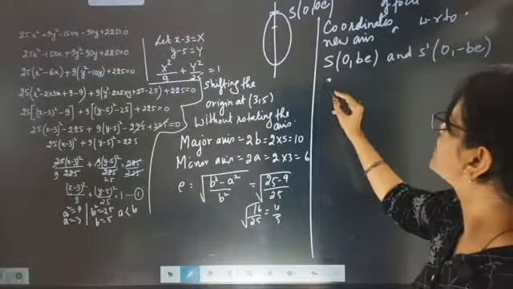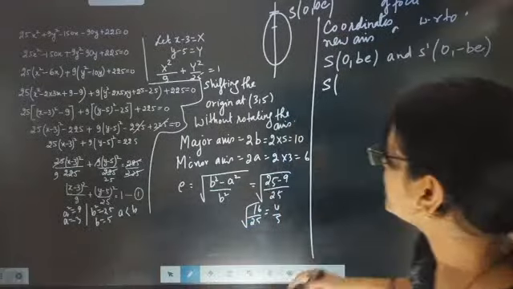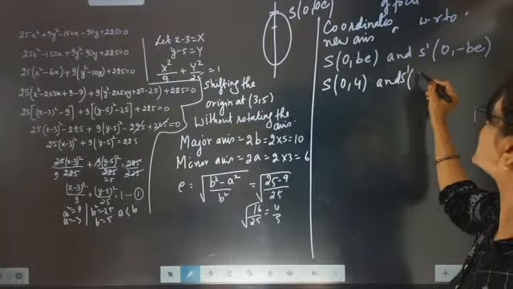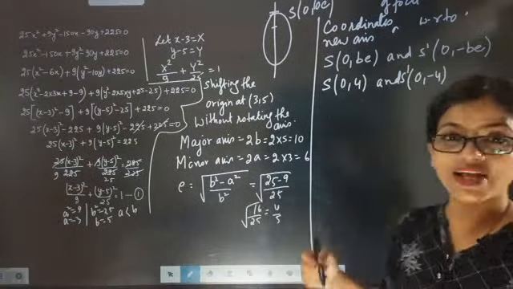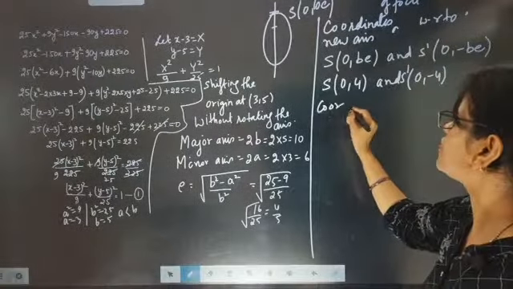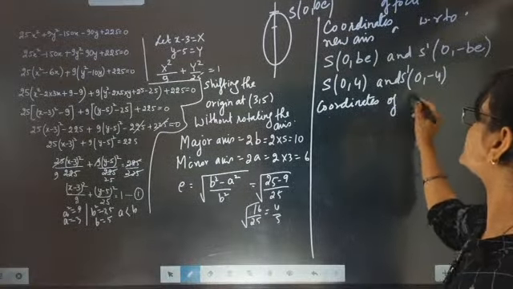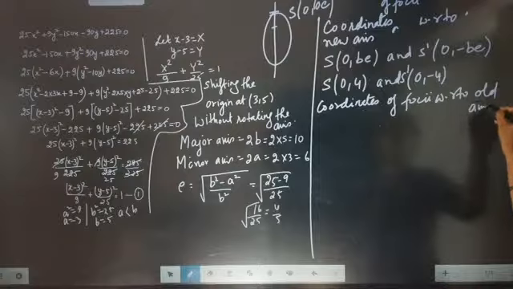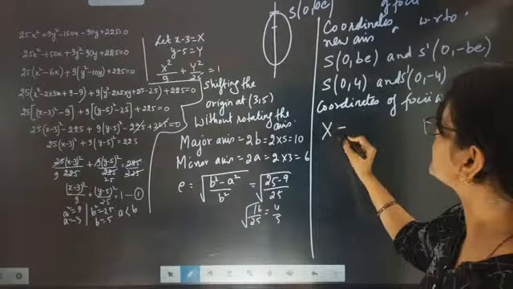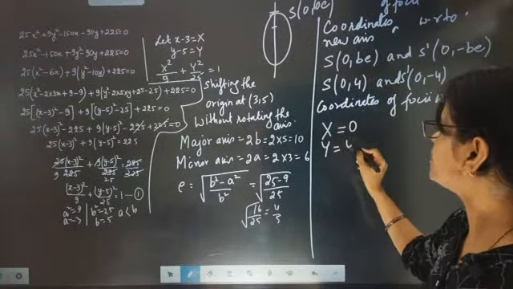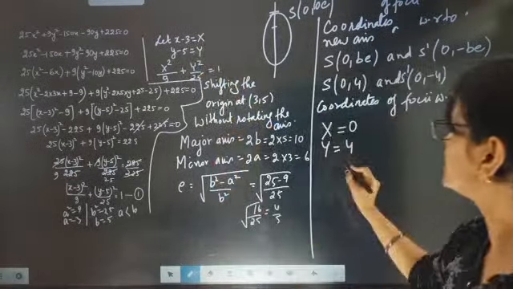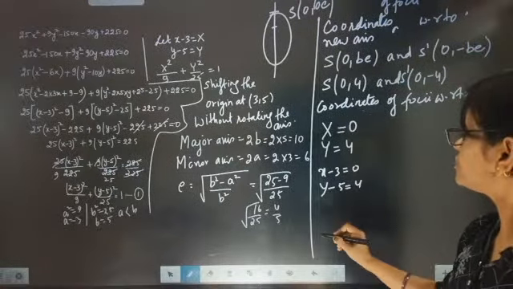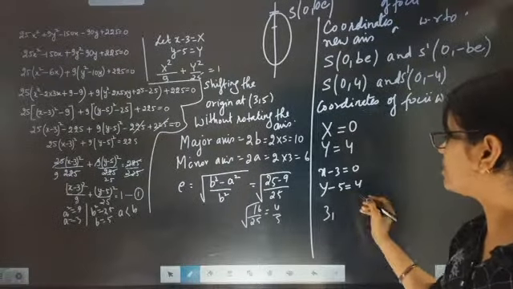So what is b and e? Now b is 5 and e is 4 by 5. So it is exactly going to come as 4, and S dash will come at 0 comma minus 4. But we have to write about our old one now. So coordinates of foci with respect to the old axis. That time we are going to write capital X equal to 0, capital Y equal to 4. So x is what, beta? x minus 3 equal to 0 and y minus 5 equal to 4. So now your focus point is coming as 3 comma 9.